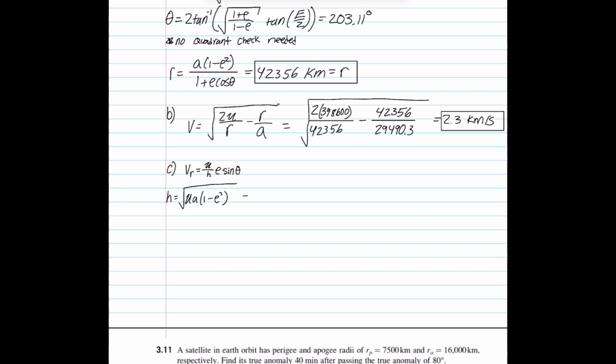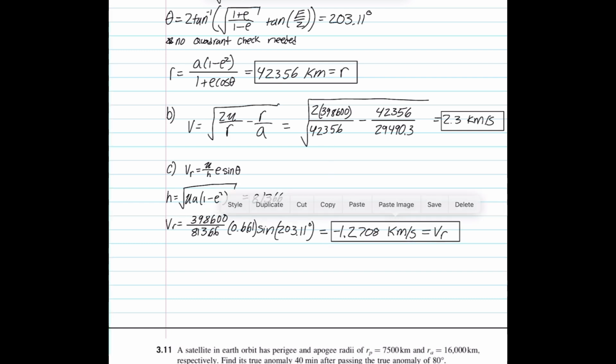In order to use the radial velocity equation, we need to know the angular momentum, so we can solve for it right there. And now we can solve for the radial velocity, because we already found what E and theta are. And if you're plugging it in using degrees, obviously make sure to put your calculator in degrees.